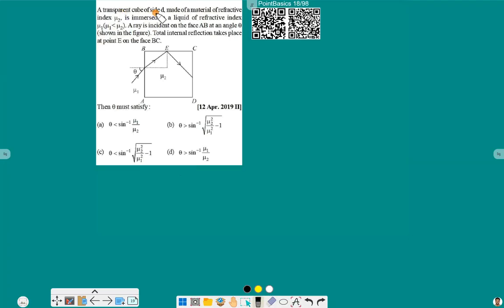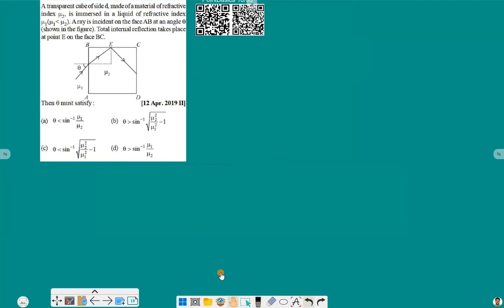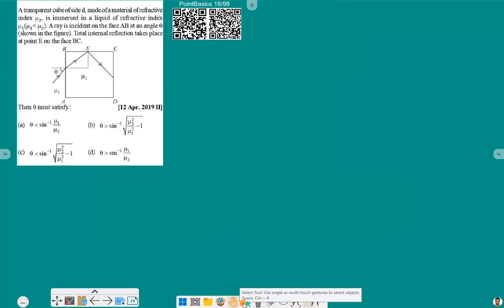A transparent cube of side D made of material of refractive index mu2 is immersed in a liquid of refractive index mu1, where mu1 is less than mu2. The ray is incident on the face AB at an angle theta as shown in the figure. Total internal reflection takes place at point E on the face BC. The theta must satisfy, so we have to find out the condition for theta. For that, assume that this is theta, suppose this is gamma and this is phi.